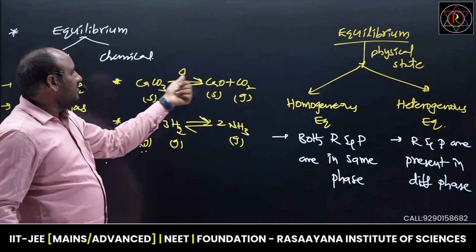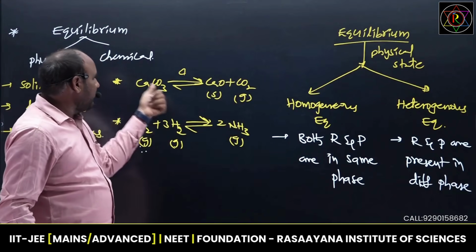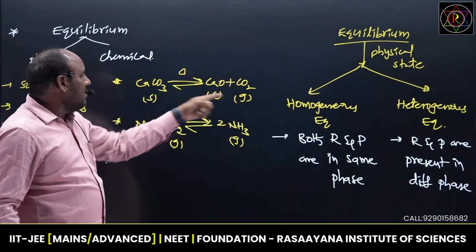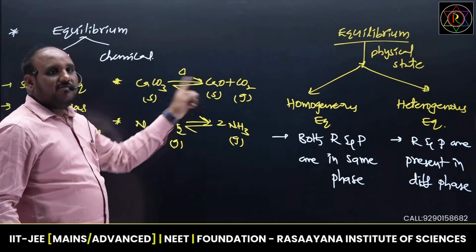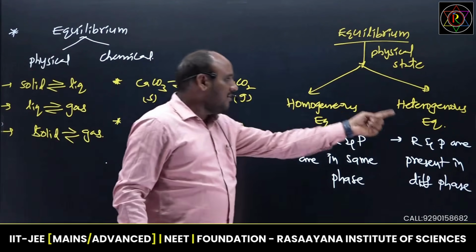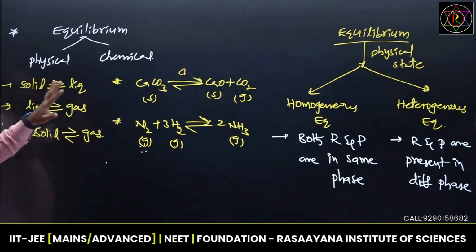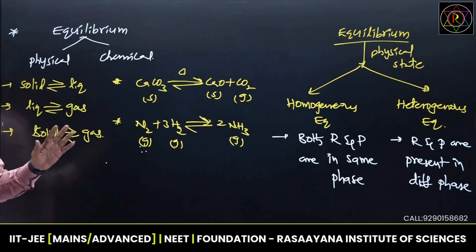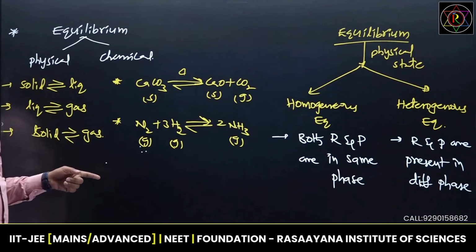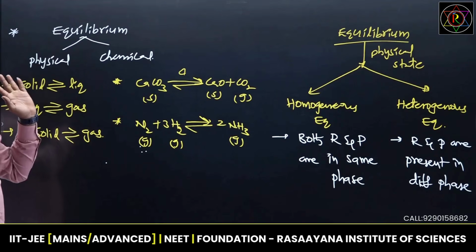This is the example for heterogeneous: calcium carbonate is converted to calcium oxide plus carbon dioxide. Carbon dioxide is in the gaseous phase and calcium carbonate is a solid. Therefore two different physical states are present in reactants and products, so this is an example of heterogeneous equilibrium. With the help of equilibrium, we are able to get the equilibrium constant, and with the help of the equilibrium constant we get huge information about the equilibrium, right?